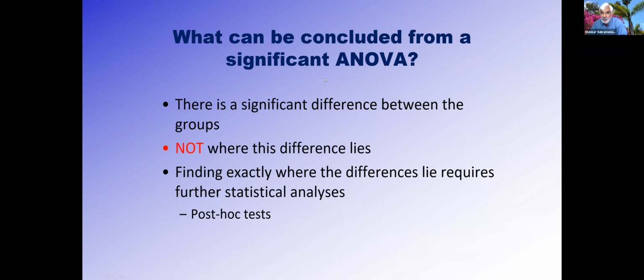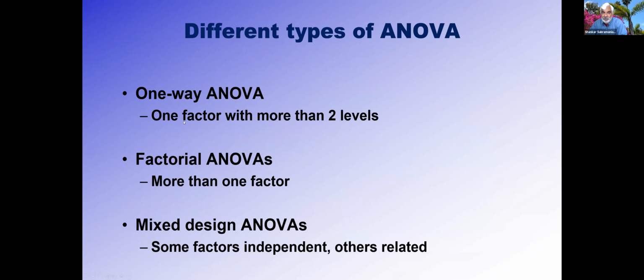So what can be concluded from ANOVA? What you're going to conclude is whether there is a significant difference between the groups. Finding exactly where the difference lies requires more statistical analysis. We do more analysis. We do one-way ANOVA, factorial ANOVA, mixed design ANOVAs. I won't go into details of this because it's more complicated and sophisticated. But if you want more, maybe the next lecturer on this will go into more detail on multi-way ANOVA.